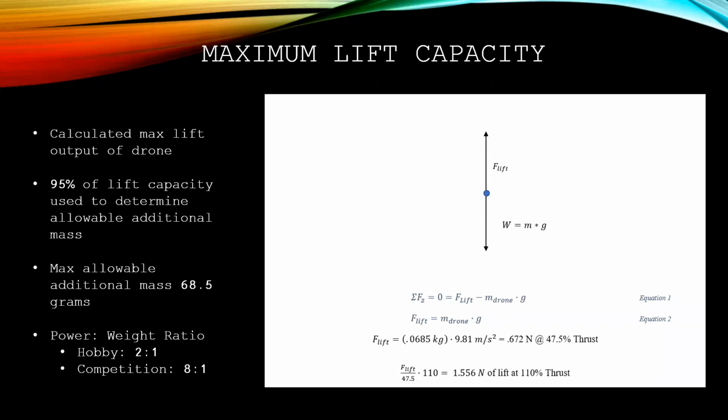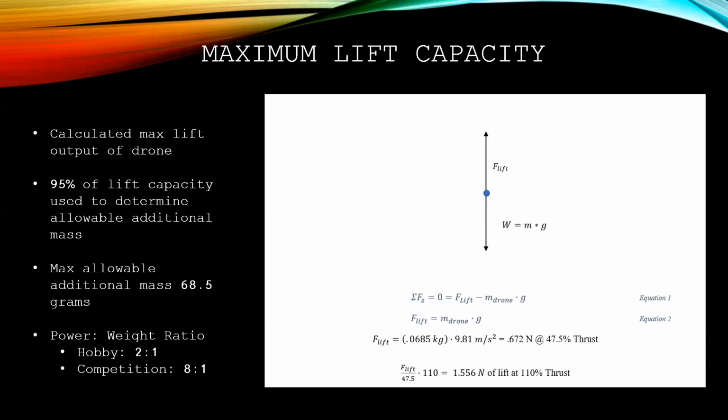This analysis concluded that with 110% thrust, the drone could produce 1.556 newtons of thrust, roughly equivalent to 158 grams. These calculations were then repeated using 95% thrust to account for altitude changes and other position changes. The analysis concluded that the drone could fly with an additional 68.5 grams, which led us to the power to weight ratio of 2 to 1.